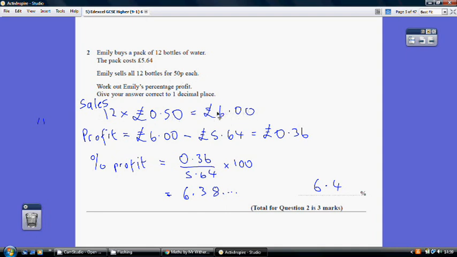So the profit I make is the £6 that I took, take away my costs of £5.64, which is £0.36, 36p. So now, to get my percentage profit, I have to divide the profits by the costs. So working in pounds, I've got to divide 0.36 by 5.64 and multiply this by 100 to turn it into a percent, giving me 6.38... so 6.4% to one decimal place. If you've been doing it in pennies, you would have had 36 divided by 564 multiplied by 100, which would of course have given you the same result.